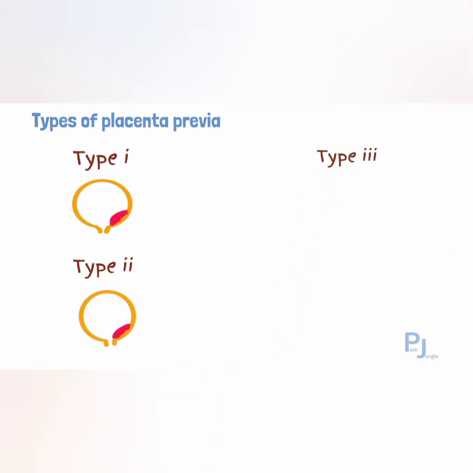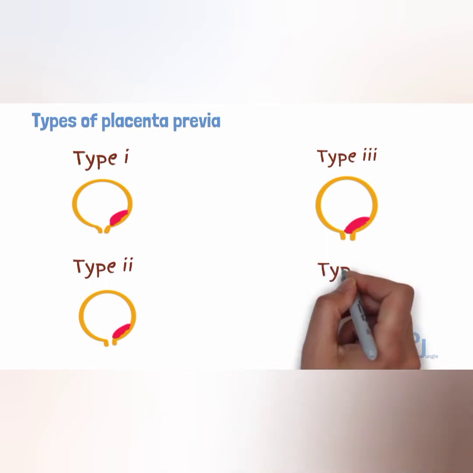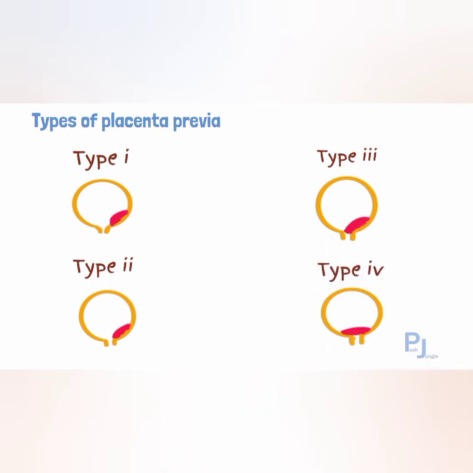In type 3, the placenta covers the internal os when it is closed, but does not cover it completely when it is dilated. While in type 4, the placenta covers the internal os both when it is closed and when it is dilated. Clinical features of placenta previa: painless vaginal bleeding.